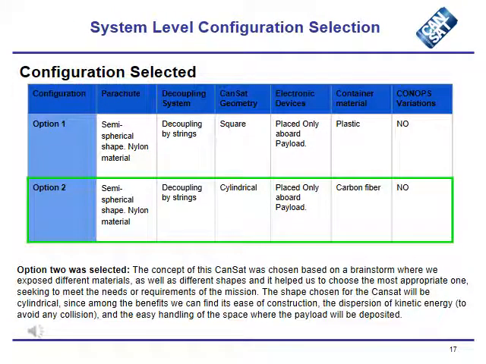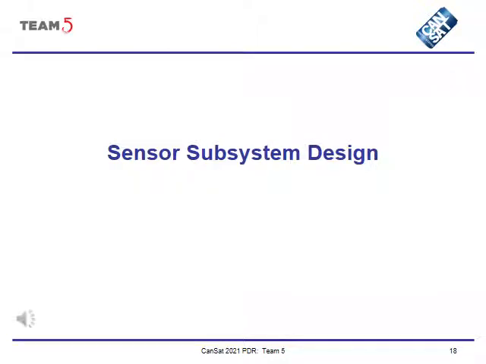Well, as you can see in this table, we selected option 2. The concept of this CanSat was chosen based on a brainstorm where we exposed different materials, as well as different shapes, and it helped us choose the most appropriate one, seeking to meet the needs of the requirements for the mission. The shape chosen for the CanSat will be cylindrical, since among the benefits we can find its ease of construction, the dispersion of kinetic energy to avoid any collision, and the easy handling of the space where the payload will be deposited. Sensor subsystem design.